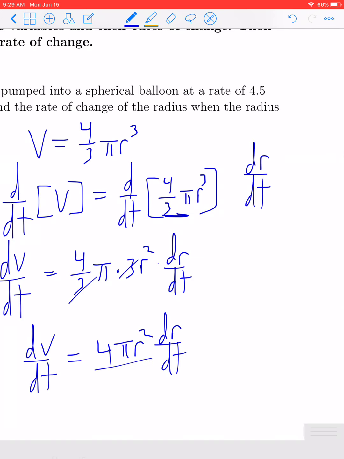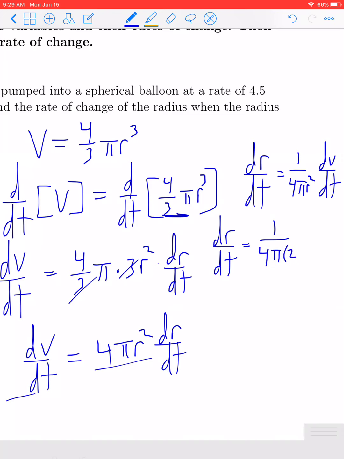You can do that by dividing both sides by 4 pi r squared, and I'm going to write it as 1 over 4 pi r squared times dV/dt. So we found our derivative, we simplified for the thing we're looking for, and now we can go ahead and plug in. They say we want to find this when the radius is 2. So everywhere I see r, we can plug in 2. And we recall that dV/dt was 4.5.